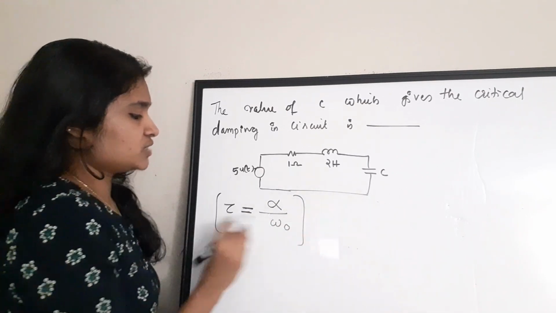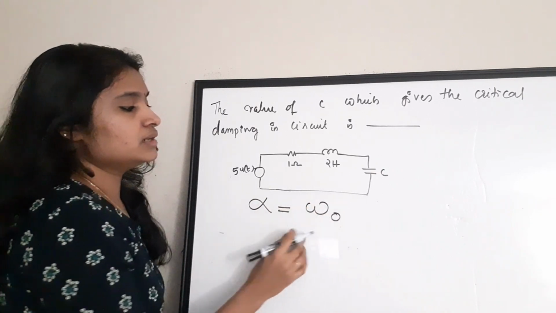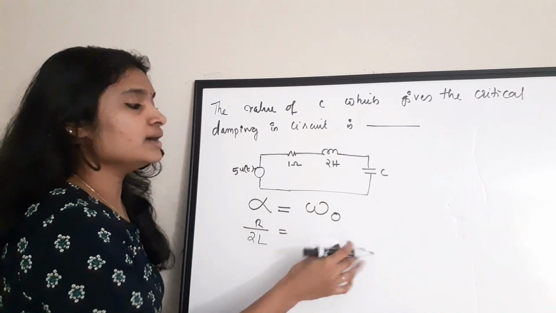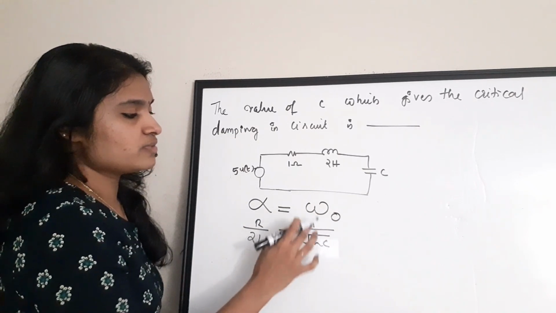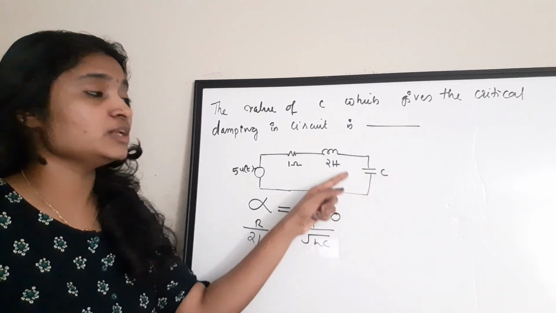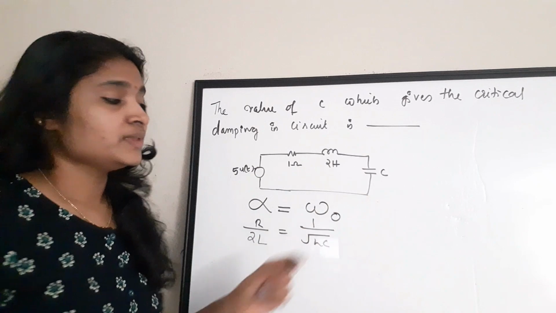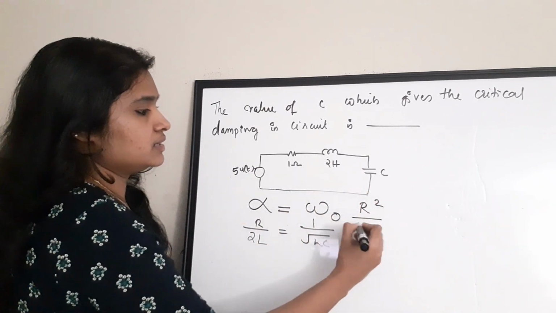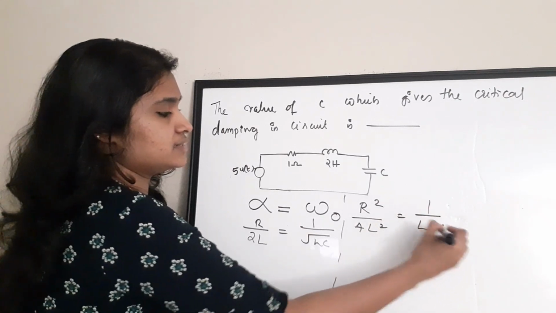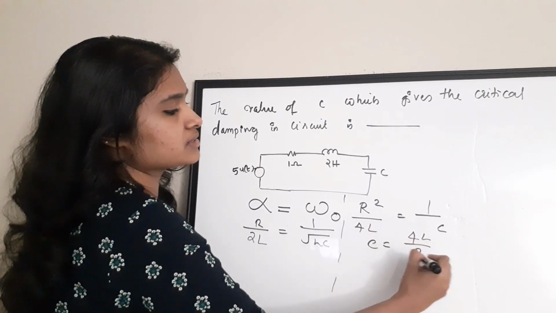Now for this question, the value of tau is equal to 1. So you can write the attenuation due to damping is equal to the angular resonant frequency, where alpha is equal to R by 2L. And we know that the angular resonant frequency is equal to 1 by square root of LC. And you need to find the value of C which will cause critical damping in this system. We consider that this system is critically damped and we need to find the value of C. So we'll take squares on both sides. R square by 4L square is equal to 1 by LC. So you can write C is equal to 4L by R square.